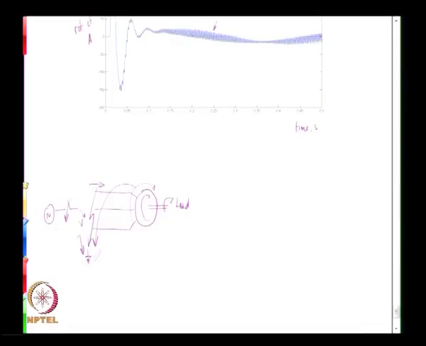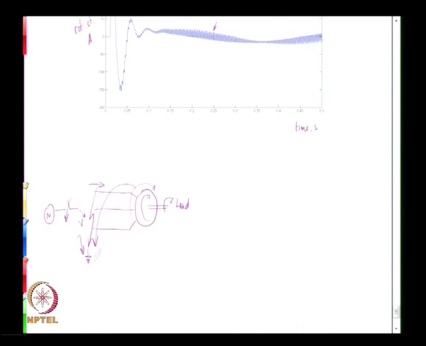So these kinds of studies will have to be done a priori in order to determine what kind of behavior to expect from a given system, so that you can decide to choose appropriate breaker or fuse ratings and so on. So this is another aspect of the machine dynamic equations that we have studied.